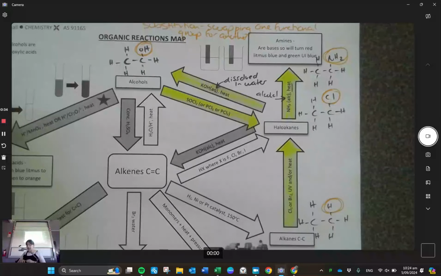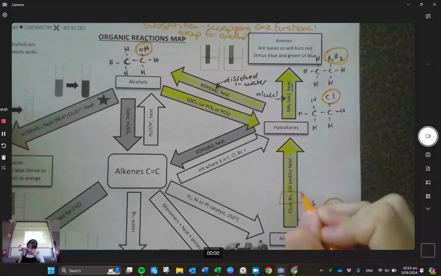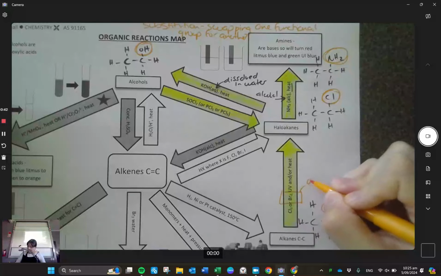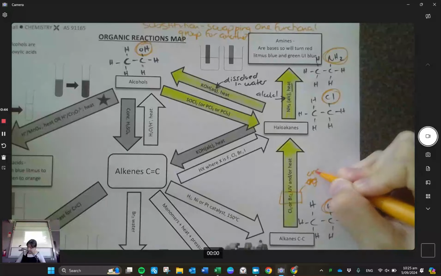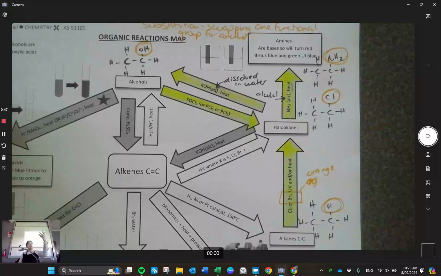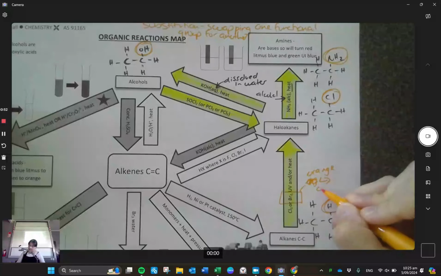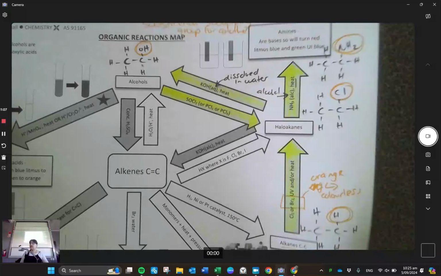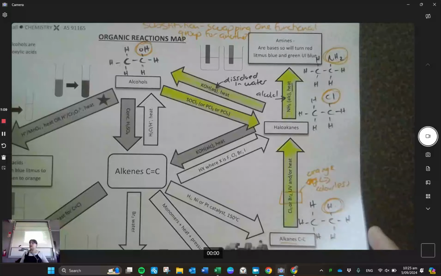So one of the identification tests that we talk about is bromine. And if I have bromine, that is an orange color. And if it reacts, it goes colorless because we lose that in the reaction. So orange to colorless. That can help me identify the alkanes. I'm going to flip it over to the other side where the identification tests are so we can actually see what that is. Ready for me to move it? Don't worry, I will scan everything.